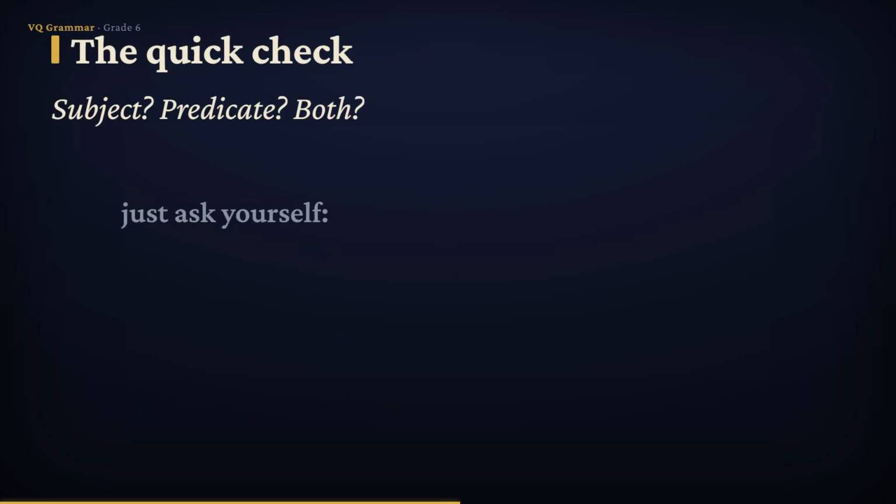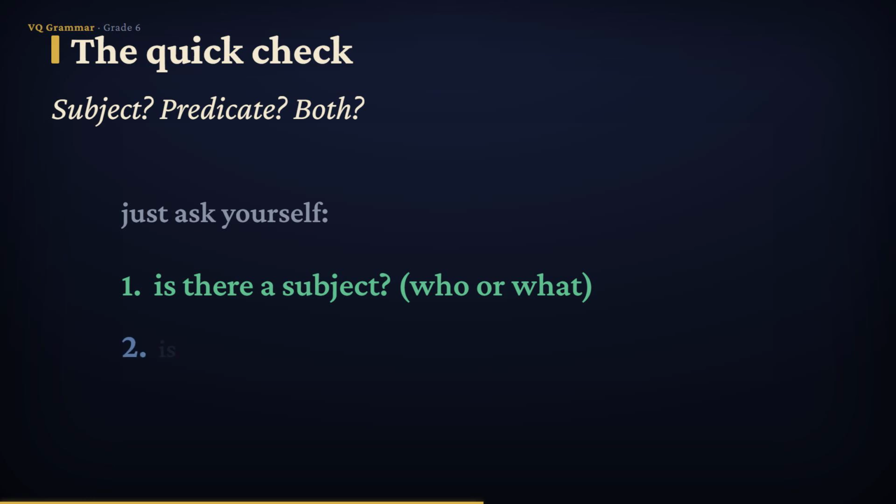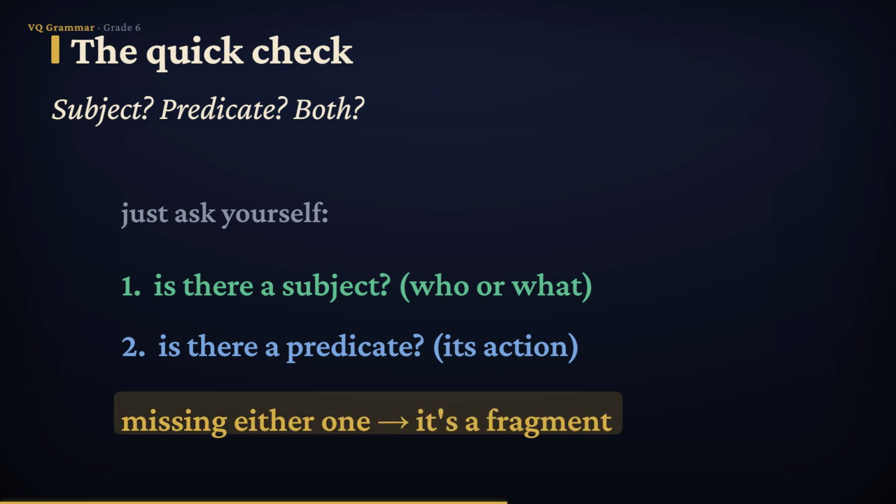Let's turn that into a quick check you can run on any word group. First, ask, is there a subject? Is there a who or a what? Second, ask, is there a predicate? Is something actually said about it? If both parts are present, you have a complete sentence. But if it's missing either one, then it's a fragment. Subject and predicate, both present. That's the whole test. Ready to try some together?